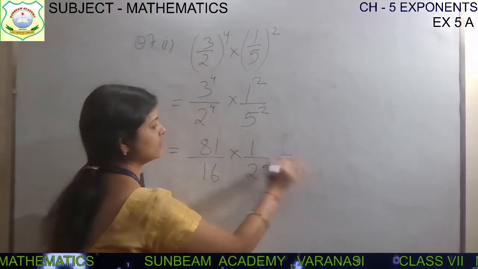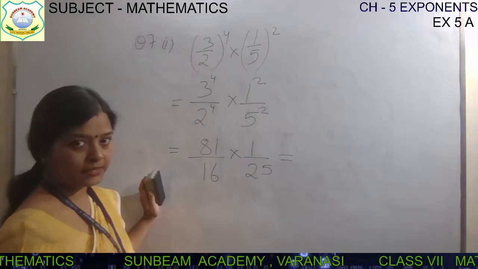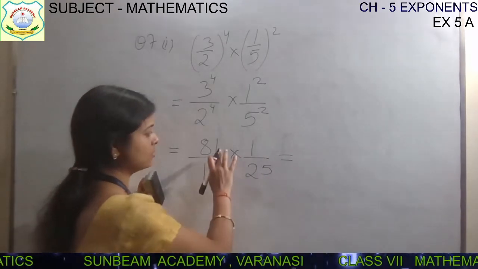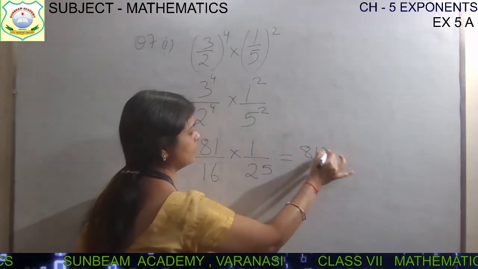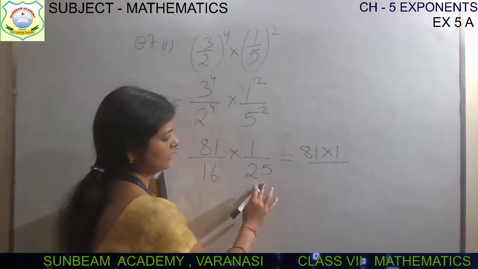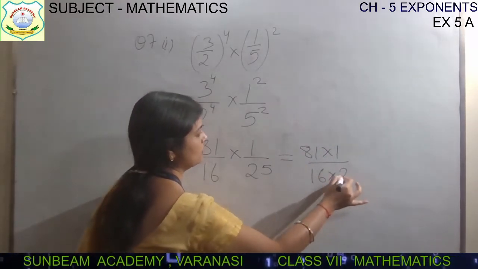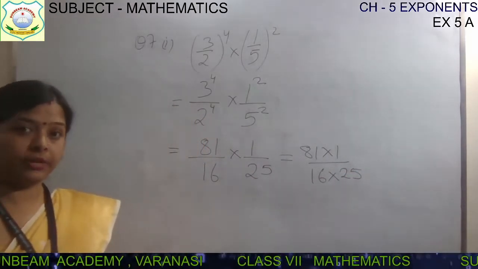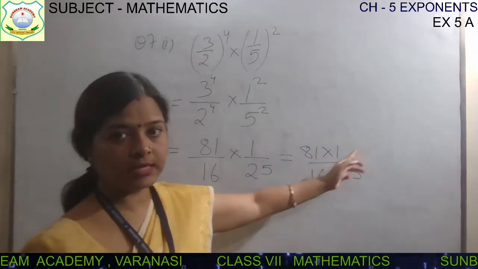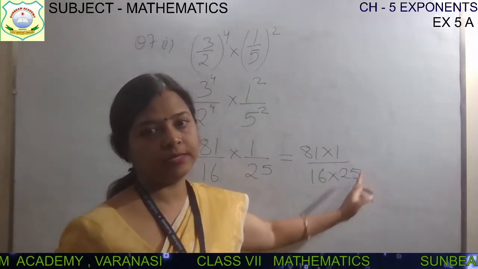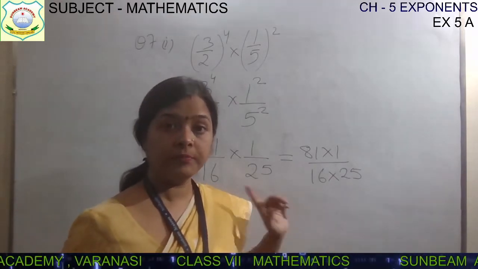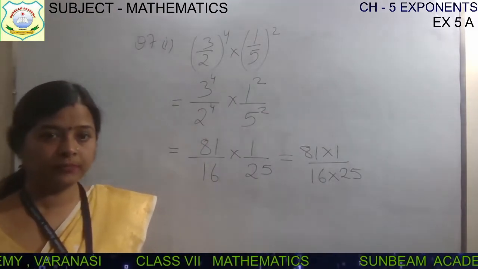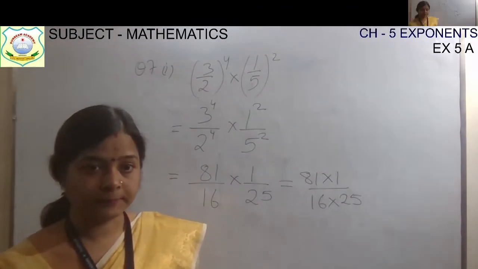Now children, in the next step you have to simplify it. So you can see that it will not be simplified. This cannot be simplified. So multiply numerator with numerator, 81 into 1, and denominator with denominator, 16 into 25. Whatever answer will come, that will be your rational number. After this, simplify it. 81 into 1 is 81, and simplify 16 into 25. Whatever the answer will come, that is the answer, in the form of a rational number. Time is less, that's why I am not calculating.